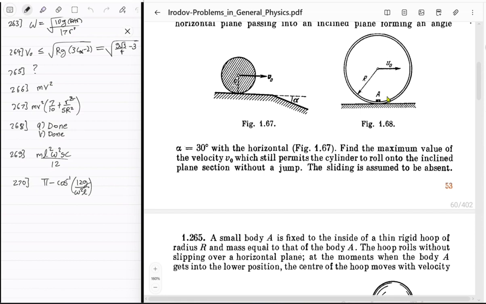Then you have to figure out the normal as a function of theta, where theta is the angle this makes with the vertical. Once you're done with that, you have to figure out when this normal force is at its minimum. At that minimum, it should not be less than zero. That's what you have to guarantee. Once that's done, you can definitely say it will be rolling without bouncing.